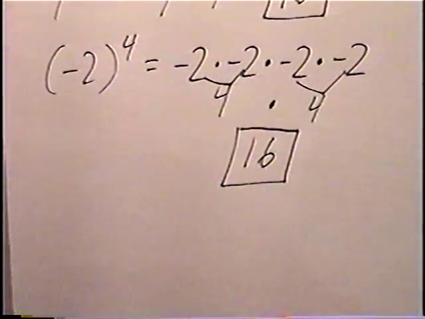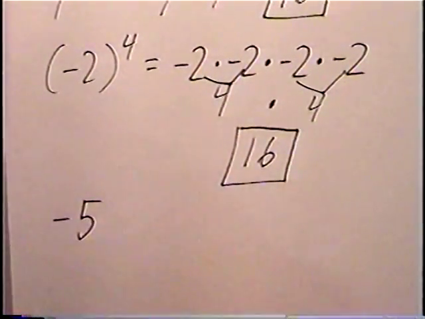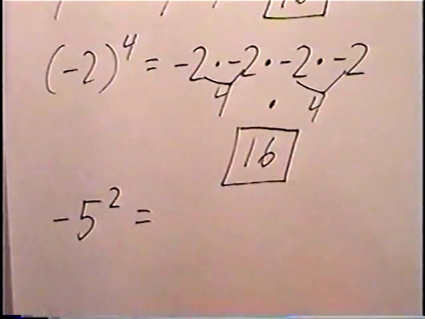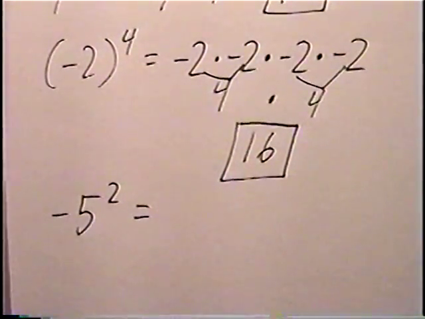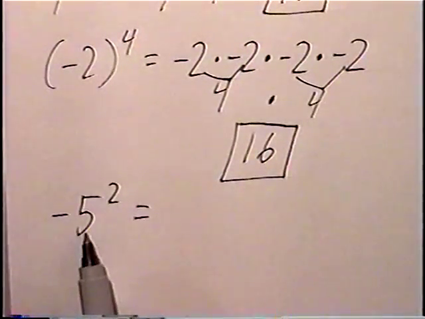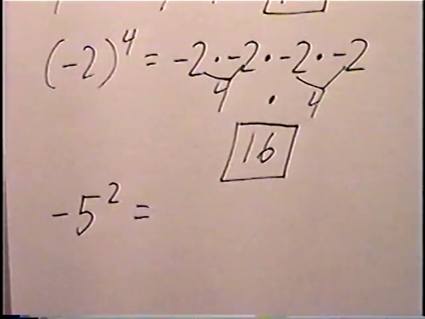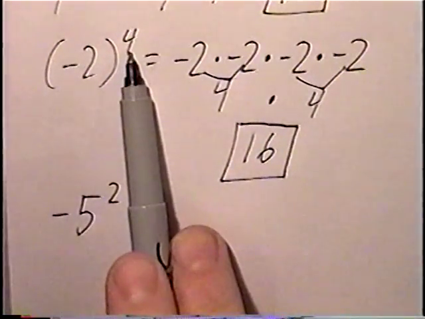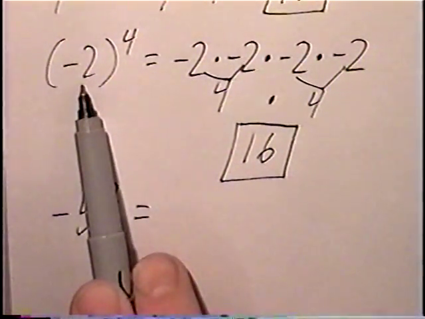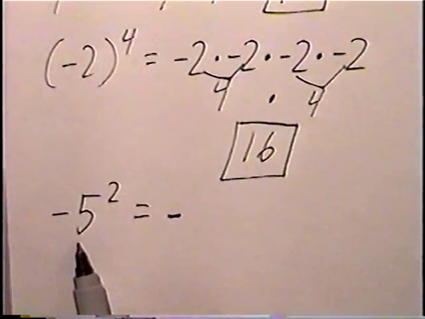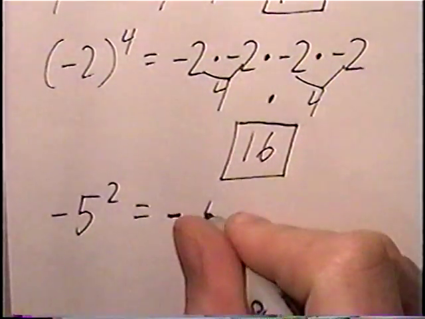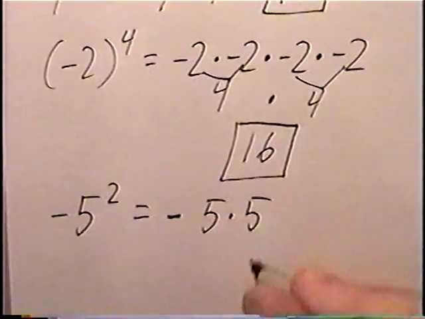Last question for the section, -5 to the second power. In this question, we have -5 to the second power. The exponent only goes to the number 5, not to the negative. In the previous problem, the exponent went to the entire parentheses -2, but in this problem, the negative will stay outside, and we'll have 5 squared, which would be 5 times 5.